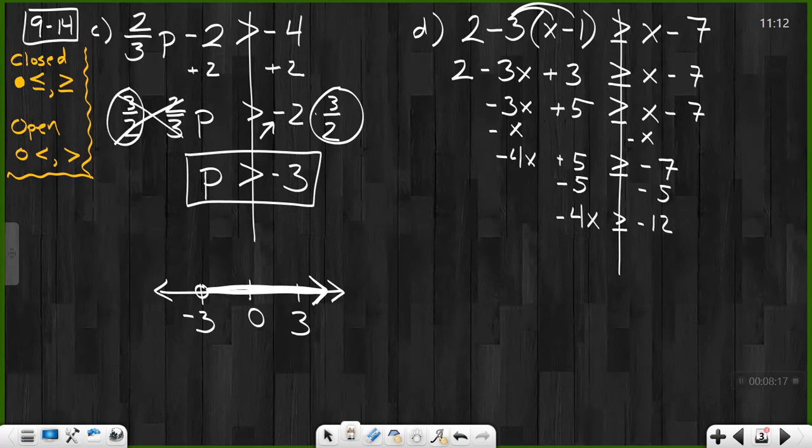But I also wanted to emphasize right here, I'm dividing by a -4. So what am I going to do with my symbol in the center? I'm going to flip that symbol. All right, giving me x is less than or equal to 3.